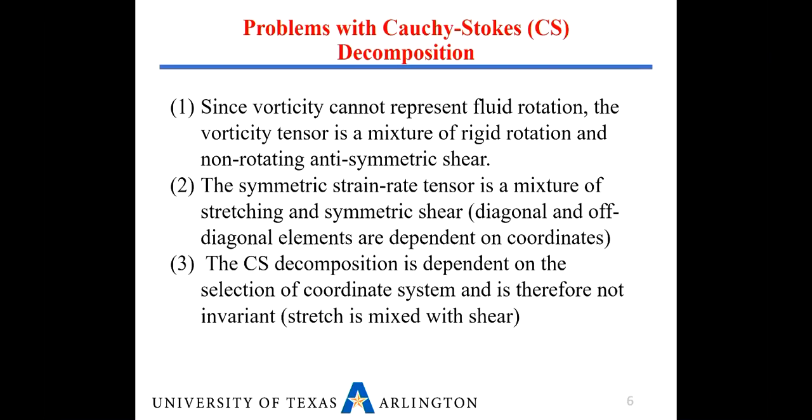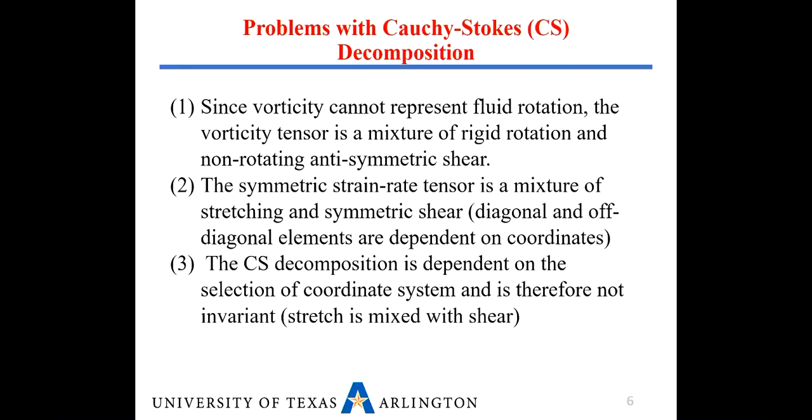Cauchy-Stokes decomposition, first, is that the vorticity cannot be represented. We call it anti-symmetric, and we talk about the rotating matrix, or we take vorticity. It's not rotation. So the vorticity tensor really is a mixture of rigid rotation and non-rotation, anti-symmetric shear. So vorticity really has two parts. One is rotation, the other is anti-symmetric shear. That's the rotation part or anti-symmetric part.